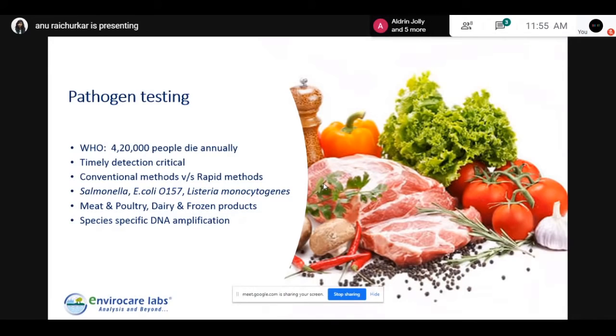So these pathogens such as E. coli, Salmonella, or Listeria. E. coli and Salmonella are typically found in meat and poultry products and dairy products, whereas Listeria is commonly found in frozen products. Now, how do we screen it using rapid techniques?